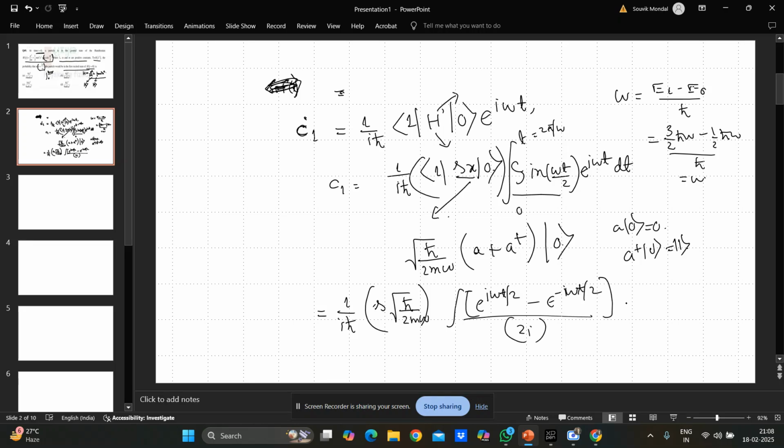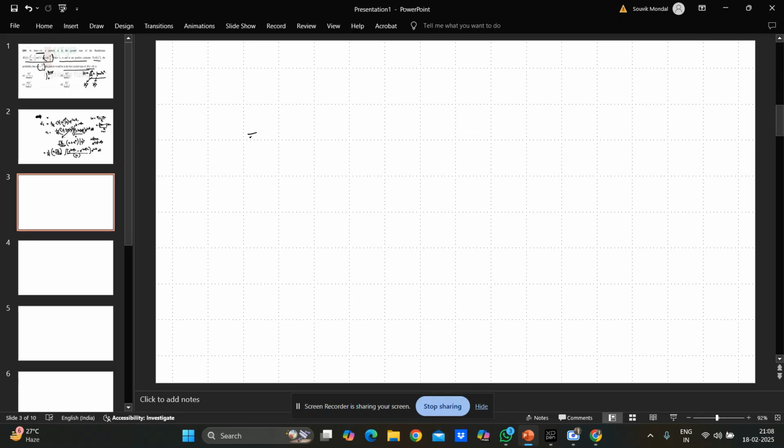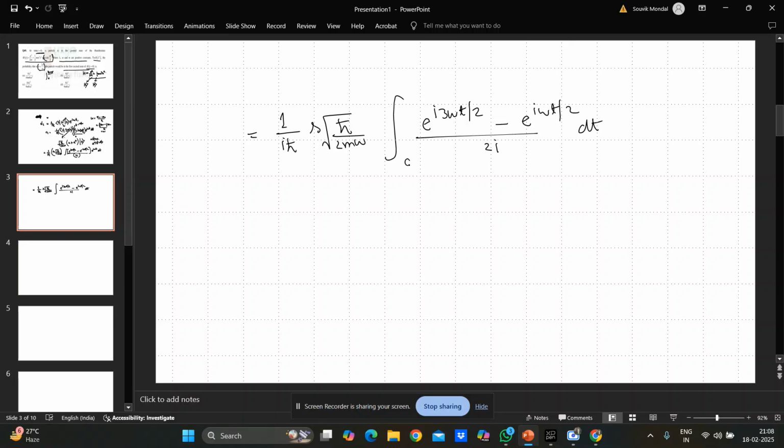Okay, and e to the power i omega t. Now here is 1 by i h cross, lambda by root under h cross by 2m omega, integration of e to the power i 3 omega t by 2 minus e to the power i omega t by 2, divided by 2i, into dt, 0 to t.